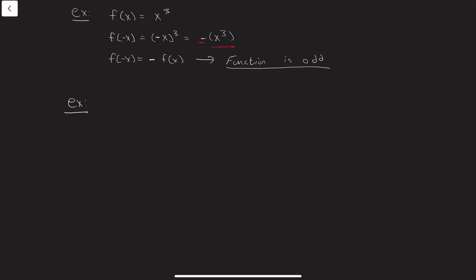Moving forward, if we look at this example, f of x is equal to x, we can then do f of negative x is equal to negative x. This is equal to negative f of x. Since f of negative x is equal to negative f of x, we can say that the function is odd. Pretty straightforward.